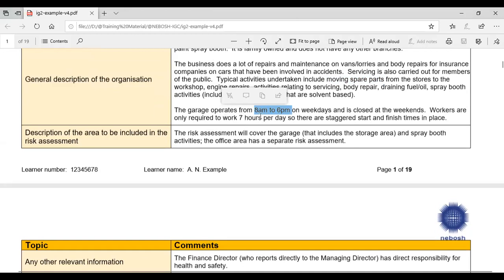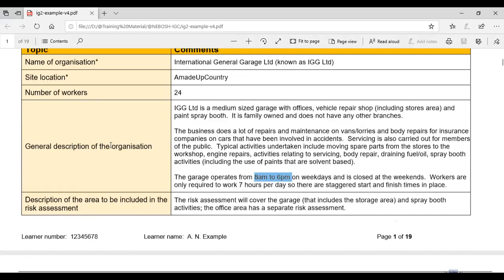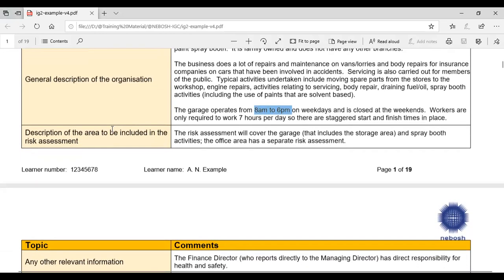The garage operates from 8 a.m. to 6 p.m. on weekdays and is closed at the weekends. Workers are only required to work 7 hours per day, so there are staggered start and finish times in place. So this is the fourth row we completed.